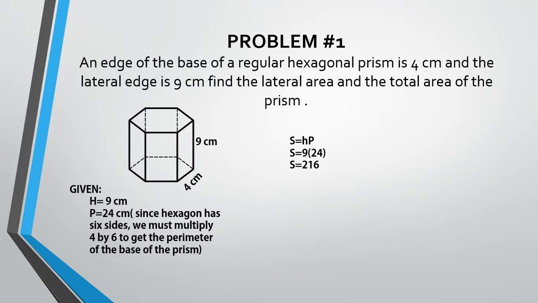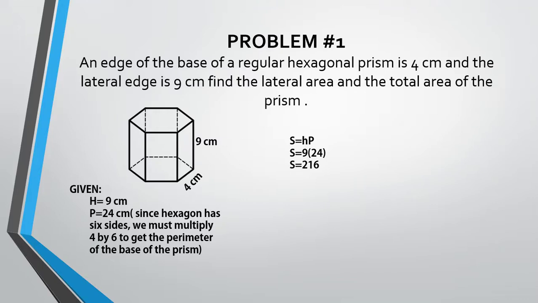To calculate the total area of a prism, we must use the formula SA is equal to S plus twice the area of the base. Since we calculated a while ago the lateral area of the prism, now we are going to calculate the area of the base of the prism, where the area is equal to 24 square root of 3. How did we get that?